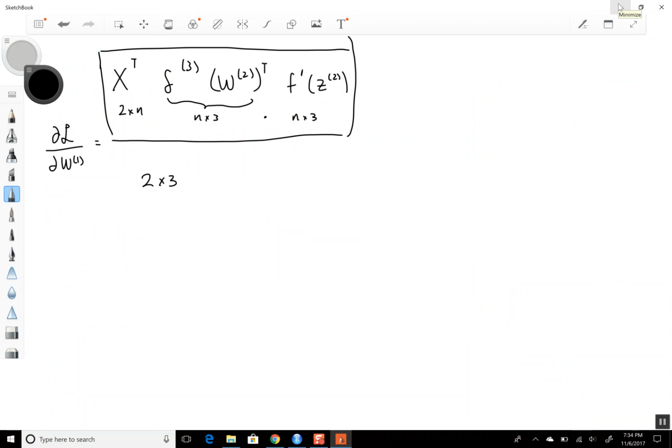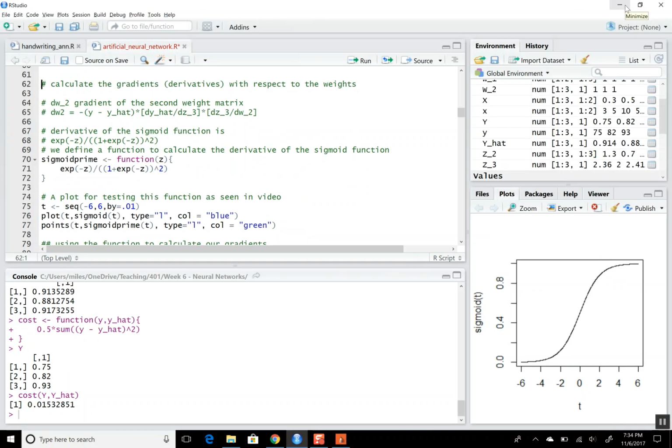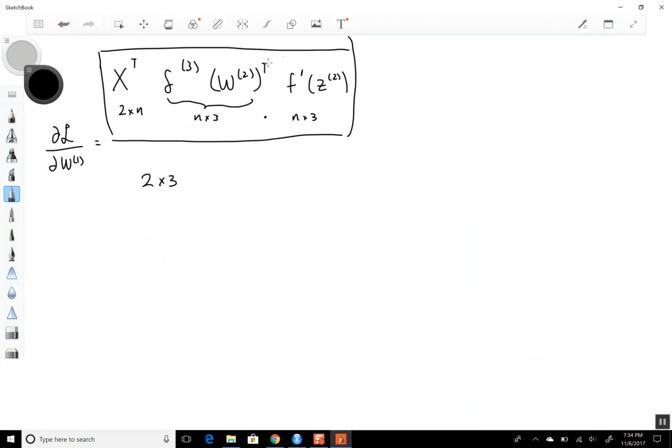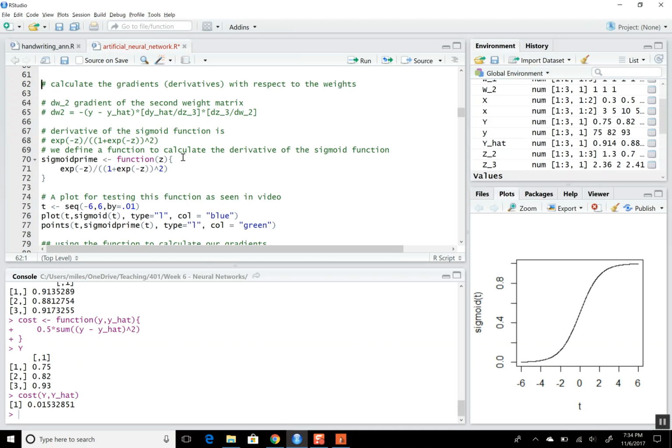The nice thing about this is that this derivative works for basically all neural networks with one hidden layer. All you have to do is adjust the dimensions of each matrix. If you have 100 features, it's going to be 100 by n, and if you have 7 nodes in your next layer, it's going to be n by 7 or whatever. But that part's okay.